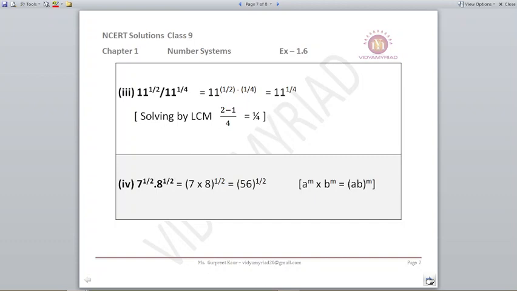Next, 7 raised to power 1 by 2 into 8 raised to power 1 by 2. Now what rule are we going to apply here? We have the same powers but different bases. When we have different bases, we multiply the bases and we write the whole as the power. So 7 into 8, the whole raised to power 1 by 2, which means 7 8s are 56. So the answer will be 56 raised to power 1 by 2.